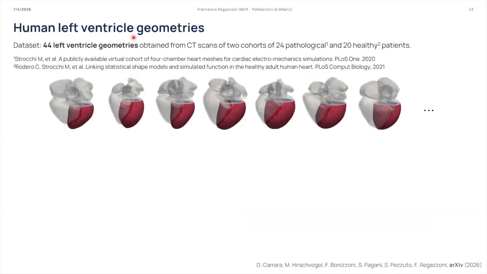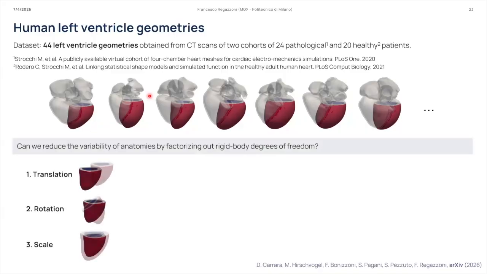So we employed a dataset comprising 44 left ventricular geometries, obtained from CT scans of 2 cohorts of both pathological and healthy patients taken from publicly available cohorts. And we immediately faced one issue, that is data scarcity, because we were able to find online only 44 geometries. That, as you can imagine, is not a large number if you would like to learn complex problems such as nonlinear elasticity.